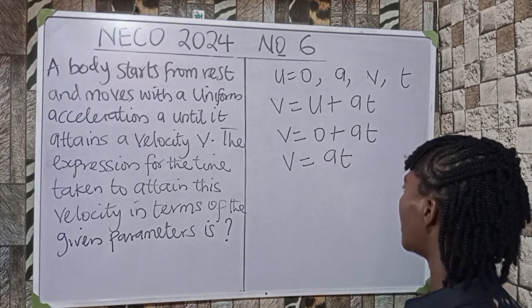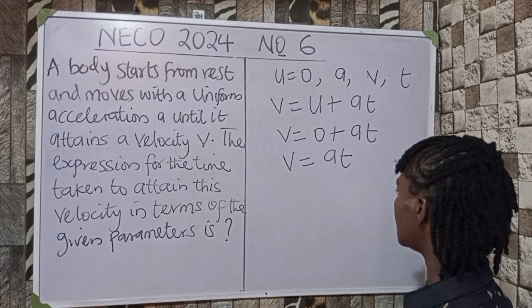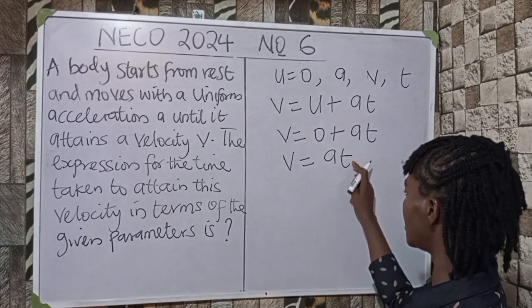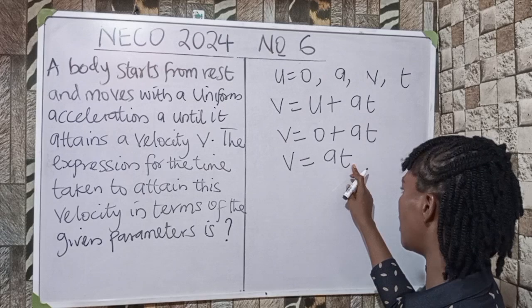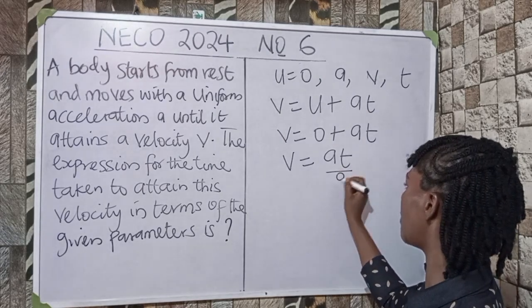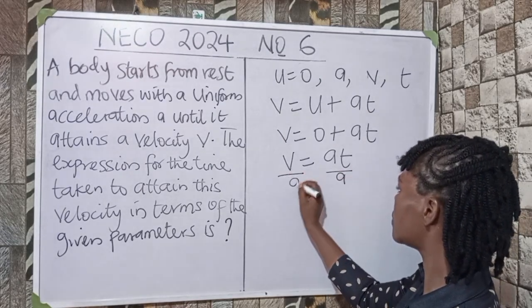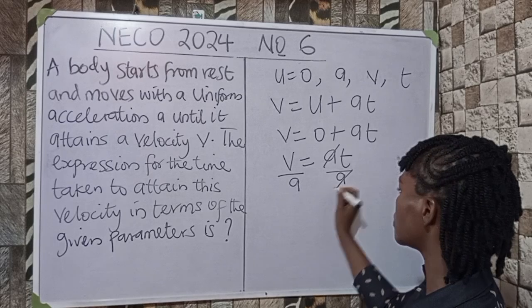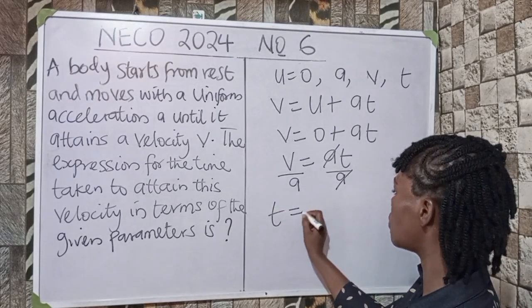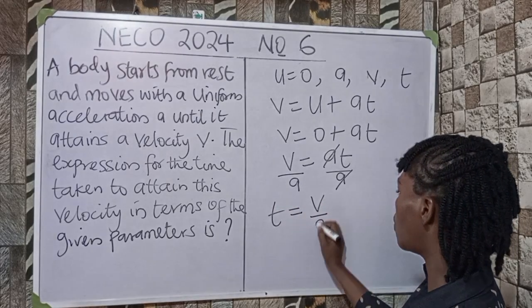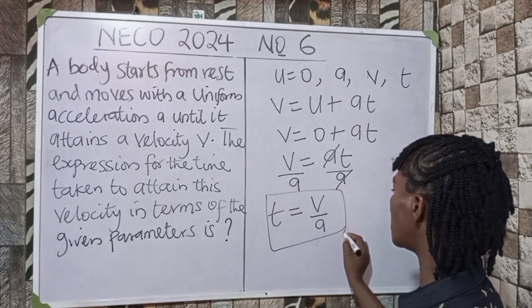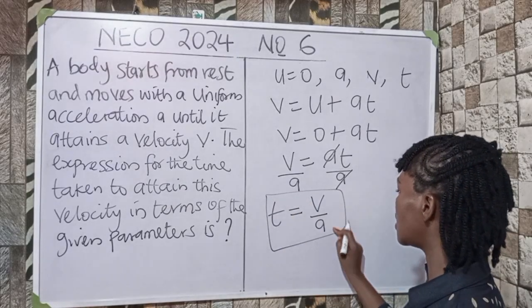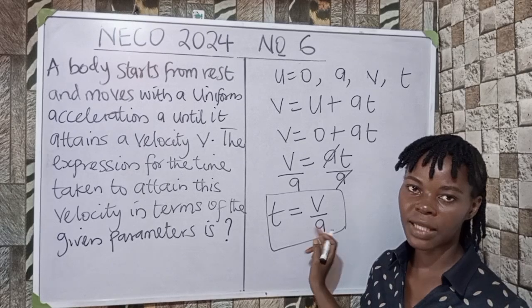And we are asked to find our time in terms of v. So we are going to make this time the subject by dividing both sides by a, which is our acceleration. We divide both sides by what? A. It will cancel. So my t is equals to v over a. So this is my time with respect to what? Velocity and acceleration. I hope you understand that.